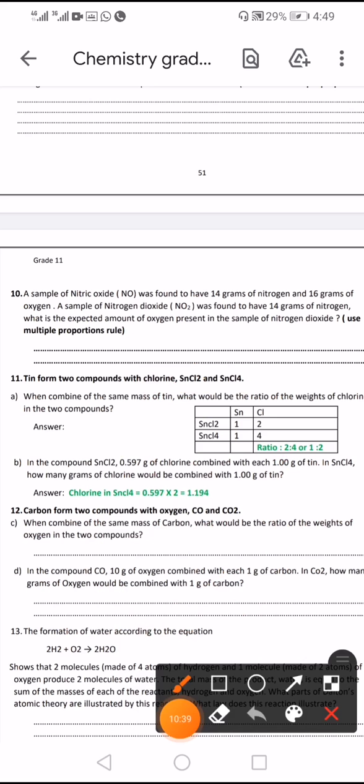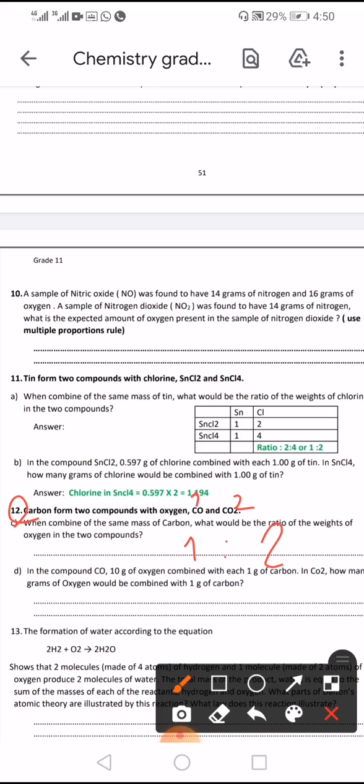Problem number 12. Carbon forms two compounds with oxygen, carbon monoxide and carbon dioxide. So here we have two compounds, carbon monoxide and carbon dioxide. When combined with the same mass of carbon, what would be the ratio of the weight of oxygen in the two compounds? Here in carbon monoxide we have one oxygen, and in the second one we have two oxygen. So the ratio of oxygen in the two compounds is 1 to 2.